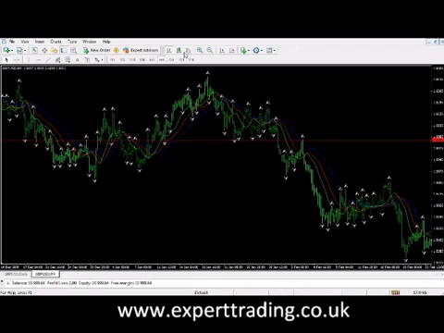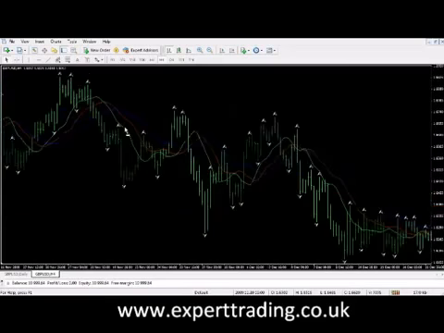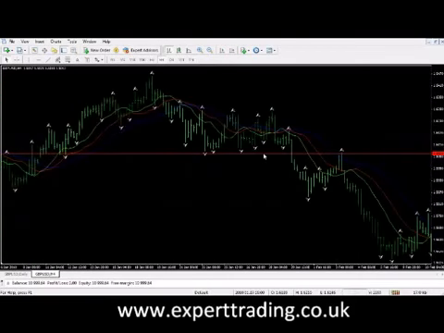Let's zoom in here and go down to where the fractal is. Let's just see, here it is. So we want to wait for it to close below. So it has closed below.